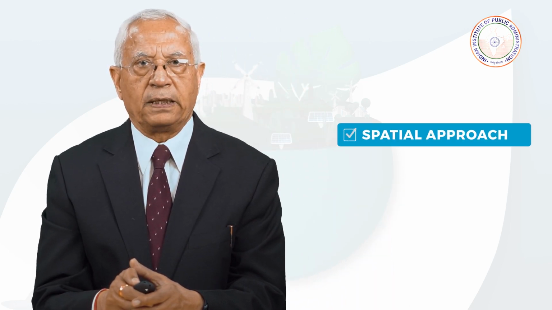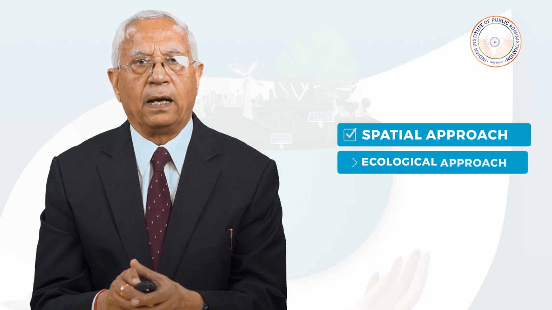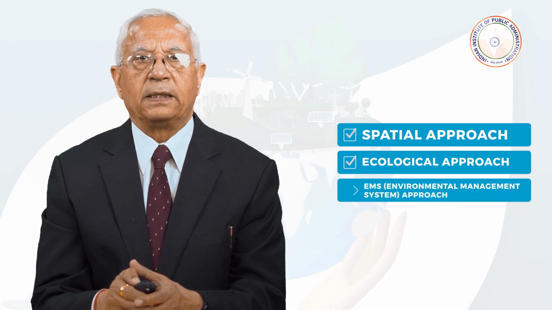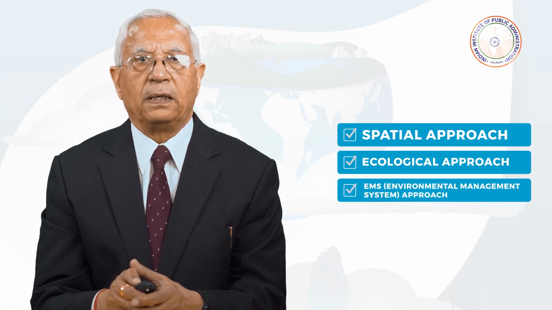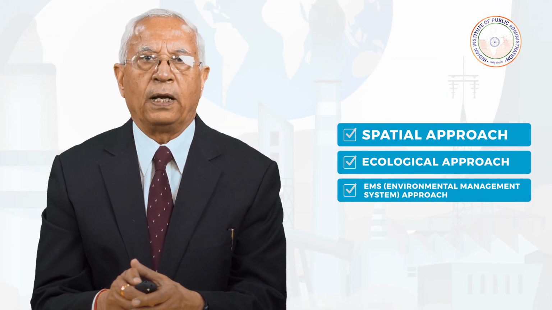The best approach to environmental management is an integrated approach in which all the components of the environment are taken into consideration and properly managed. So you should know that there are three kinds of approaches for natural resource management. They are: first, spatial approach; second, ecological approach; and third, environmental management system approach, which is also called EMS. There is need of an integrated approach for natural resource management.